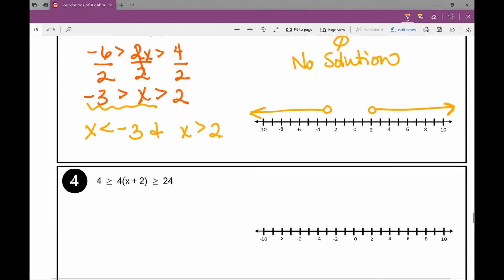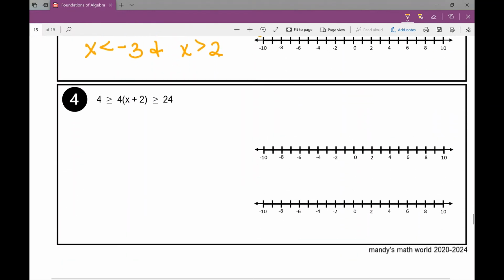All right, let's look at the next type of scenario that you might see with an and inequality. Again, it's written like this, but I need to simplify what's on the inside of those two inequality symbols. So I'm going to distribute this 4, and I get 4x plus 8 is greater than or equal to 24, and then I'm just rewriting that. And now I need to get rid of the 8. What do I do? I subtract 8 from everything.